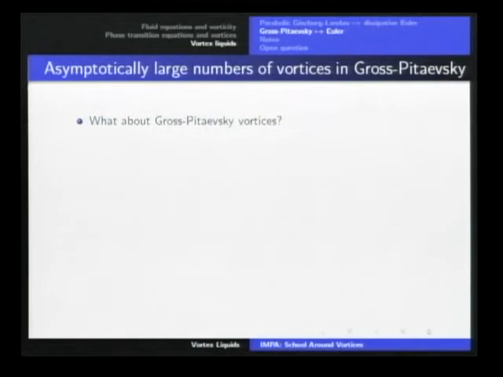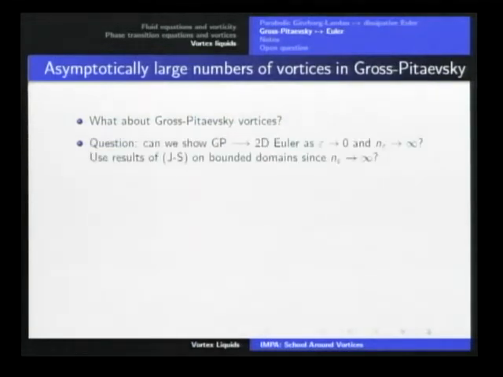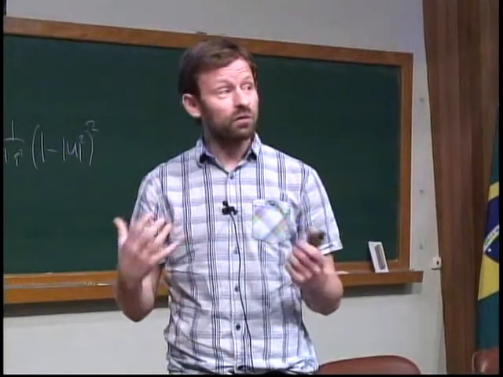Okay, so what about in Gross-Pitaevskii? Gross-Pitaevskii has a stronger correlation to classical fluids, and I'll try to explain that. So just to go briefly, the question then is, can we show that Gross-Pitaevskii converges to the Euler equations as the number of vortices goes towards infinity? So the results of Bob and myself said that you could study Gross-Pitaevskii on bounded domains with asymptotically large numbers of vortices.